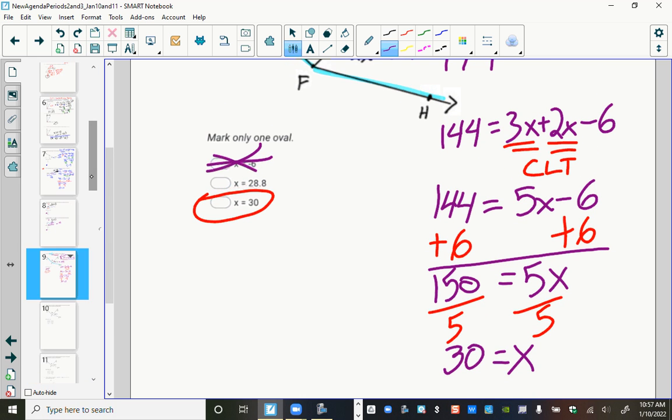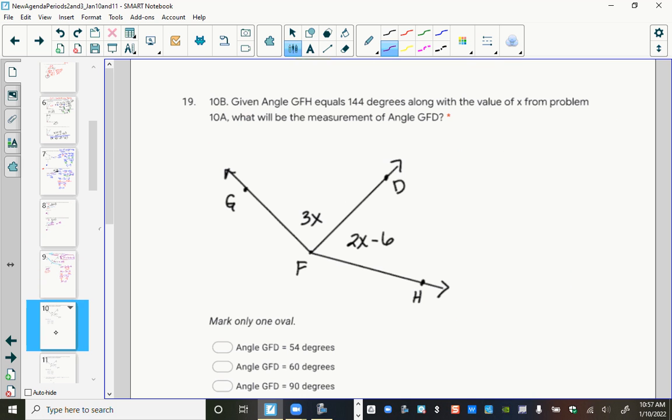And then again, this next problem for number 10, x is 30. Now they just want GFD. So GFD, is it the angle on the left or the angle on the right? Left. It's going to be this one right here.